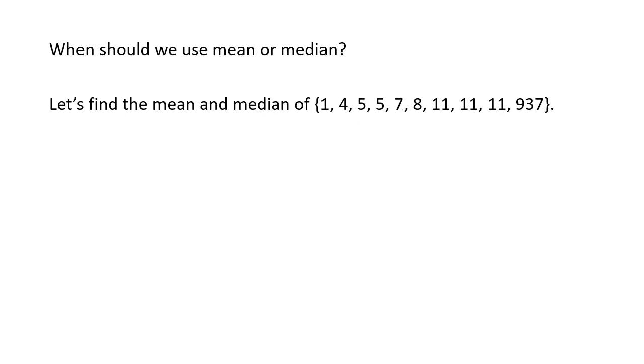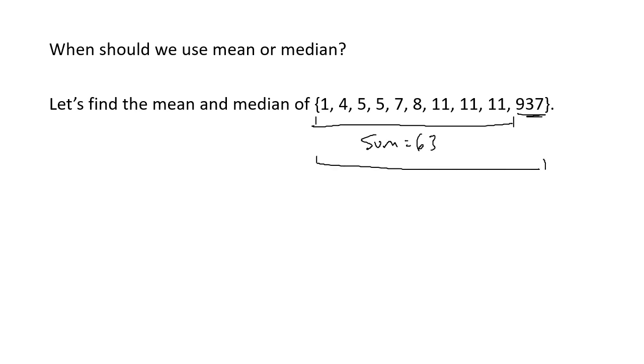So when should we use either the mean or the median? In the previous example, we saw that they were both 7, so in that case, it wouldn't make a difference. But let's look at this data set, which is the same data set that we used before, but I've added an element. I've added 937. Now, we know that the sum from here to here is 63. So the sum of this new data set is going to be 63 plus 937, which makes 1,000. Got some nice round numbers for these examples.